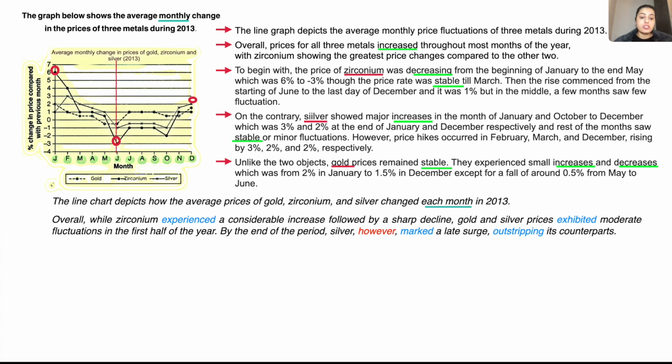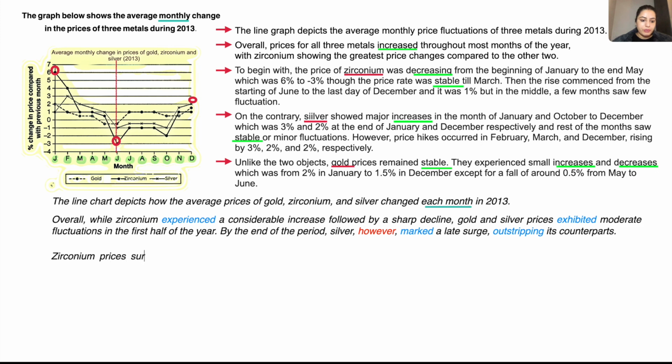Now based on this overview, we are going to write our body paragraphs. In our first body paragraph, we have to write detailed information for the first half of the year sentence. So we have to write information about what happened from January to June with zirconium, gold and silver. I hope you got this point, right? Now let's write our first body paragraph.